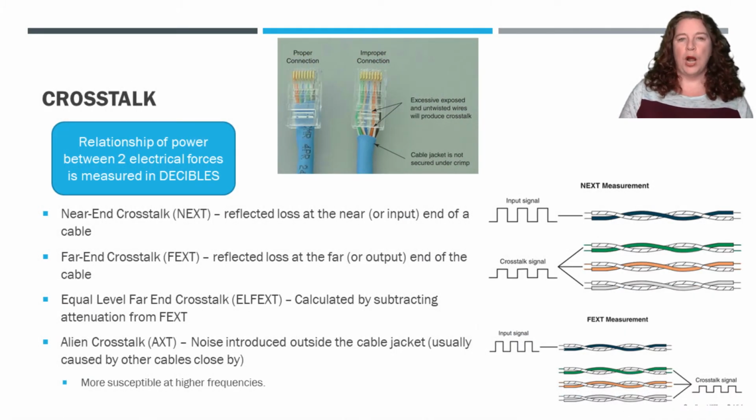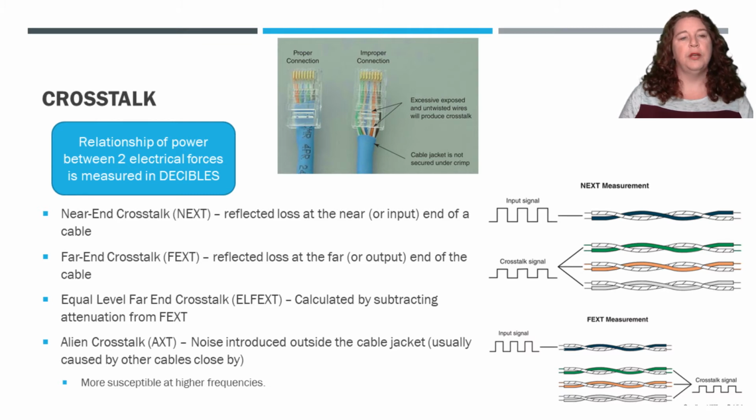So a little bit more about crosstalk. There are different ways of measuring and defining what we call crosstalk. The relationship of power between two electrical forces is always measured in decibels. So we can measure each of these different amounts of reflected loss in decibels, just to explain that. We have 4 different types of crosstalk that we talk about. The first is what we call near end. It's on the input side. And it's usually if you have the two cables too close to each other and they aren't twisted enough and you're not able to actually get the data through without having crosstalk. So those are on the near side or the input side.